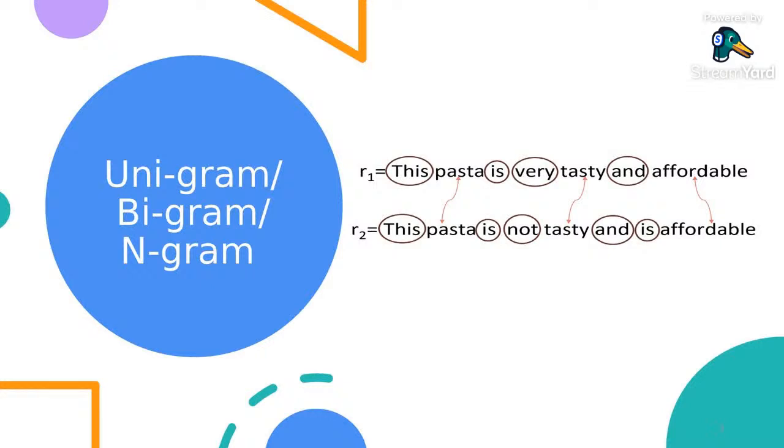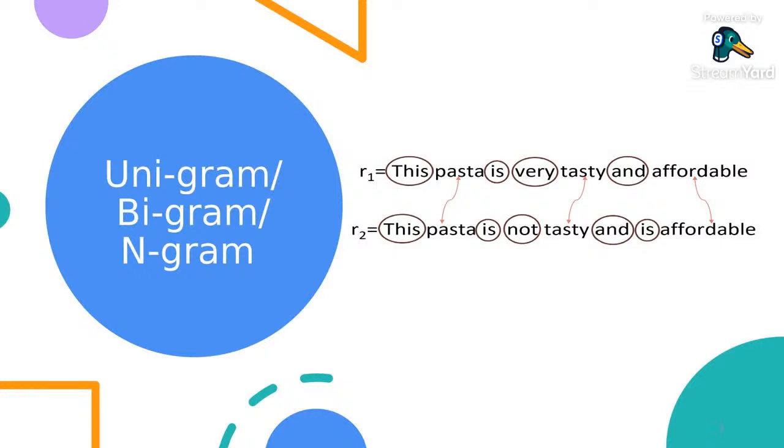The first sentence is: this pasta is very tasty and affordable. And the second sentence is: the pasta is not tasty and it is affordable. If you consider the bag of words representation for this, each individual word is treated as a vector. You remove the stop words. Those are the initial formalities that we do, lemmatization and stop words, and then we start applying the NLP approach.